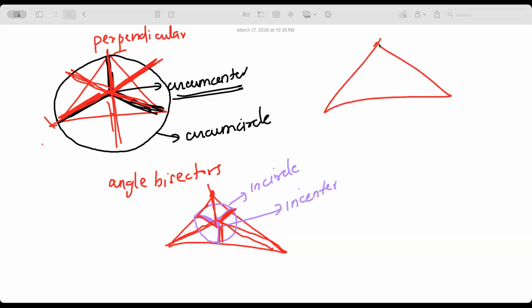When you come up with medians, median means the middle point of the segment. That is why it's called the centroid. Median itself means midpoints. So it is going to be 2 is to 1, this one. This is going to be 2 is to 1. This is going to be 2 is to 1.